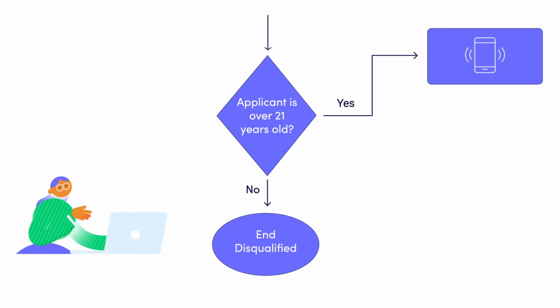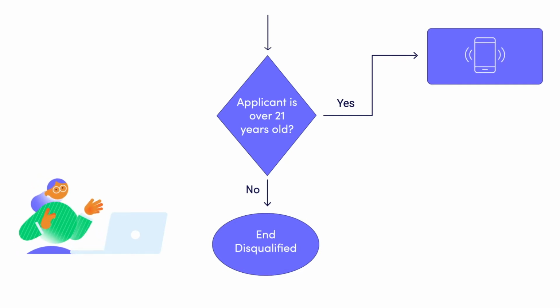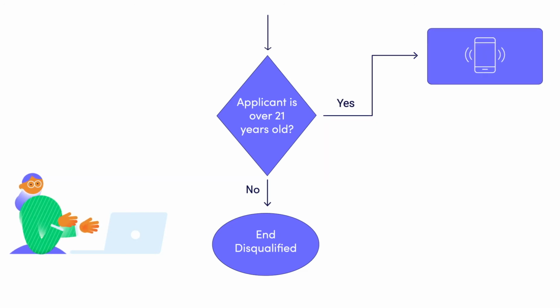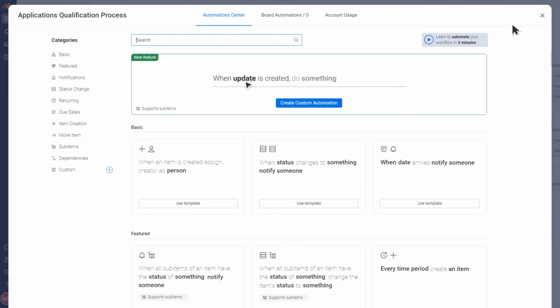I have two options here. The applicant is either younger or older than 21. If the applicant is younger, he's disqualified. If the applicant is 21 or older, he then enters the qualification process. So how's that going to look on my boards? Remember automations? Well, they're going to really help us here.